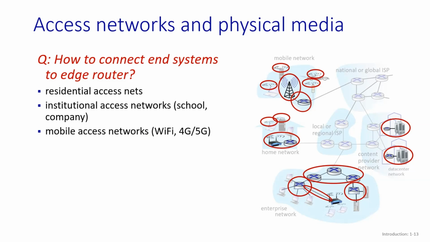We have the residential access nets. Residential access nets include DSL and the cable internet systems. Almost 90% of the houses in the United States use DSL and cable internet systems to connect to the edge routers. Then we have institutional access networks, which may be present at schools, companies and universities. And then we have mobile access networks, which include Wi-Fi, 3G, 4G, 5G, and LTE technologies.